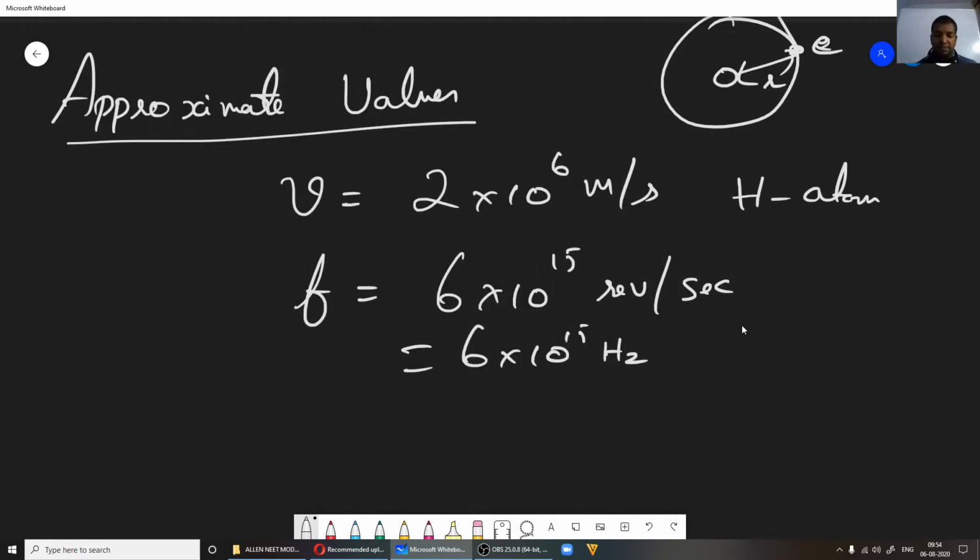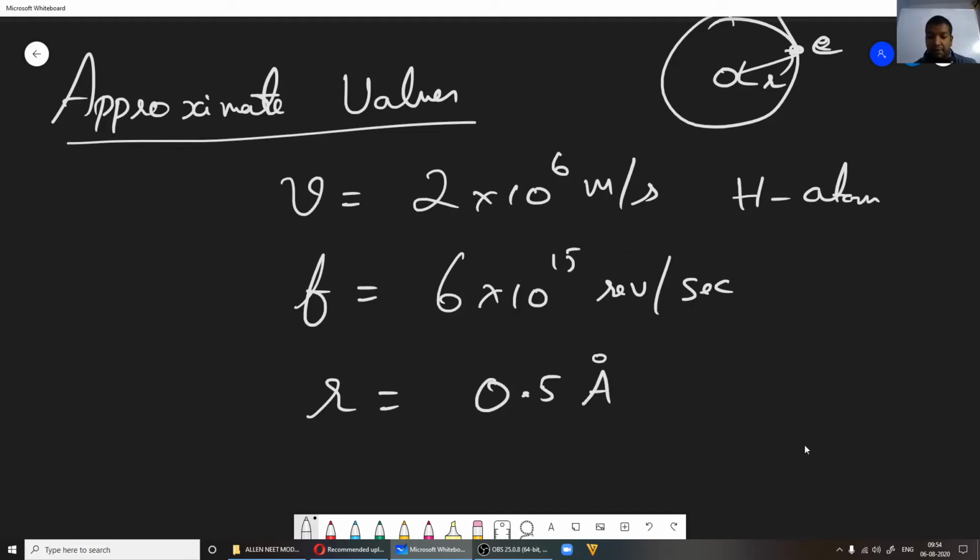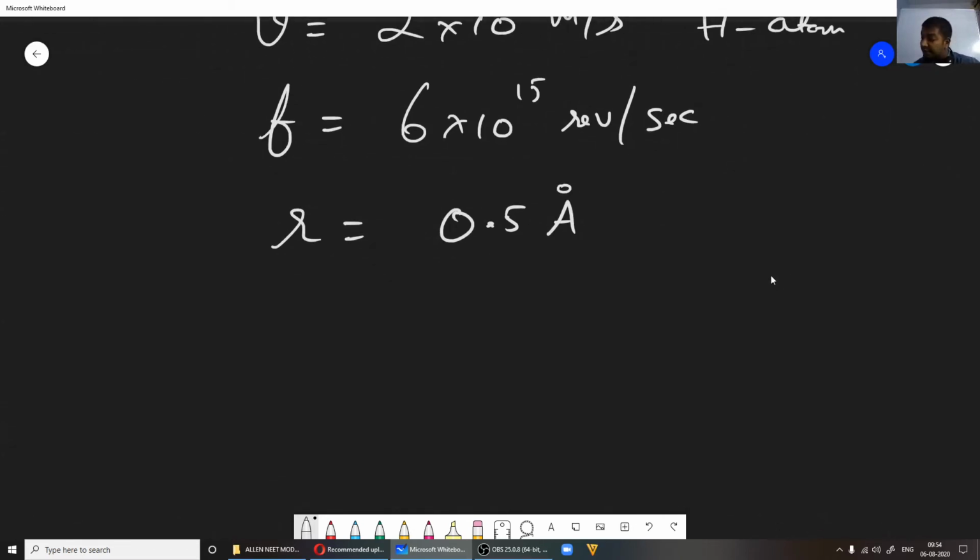Okay, better to write revolutions per second only. Fine, so not a problem. So let us write it as revolutions per second. Now the radius, it is somewhere around 0.5 angstrom. Now if you substitute all these values, we can find the current, right?